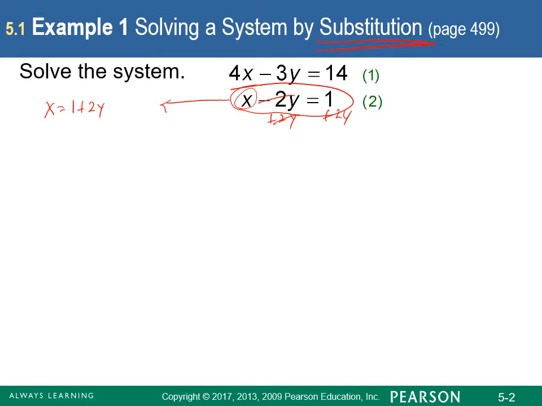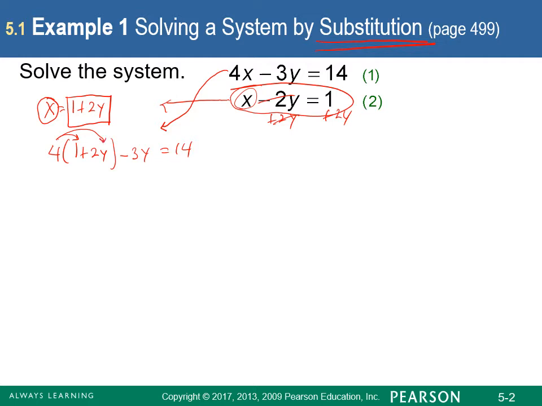Then the next step is to take the other equation. And I'm going to write this equation down below this one. 4x minus 3y equals 14. Now, in place of that x in this equation, we're going to use something that x is equal to. So now we come up with an equation that has only a single variable. We can solve that from techniques that we've learned in the past.